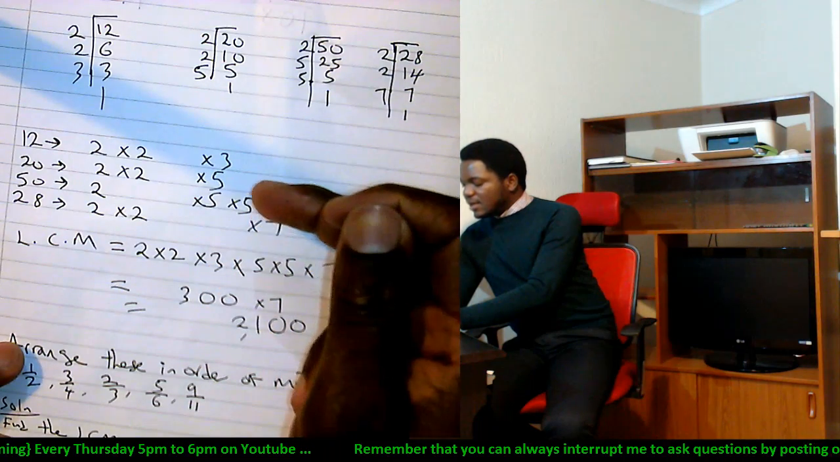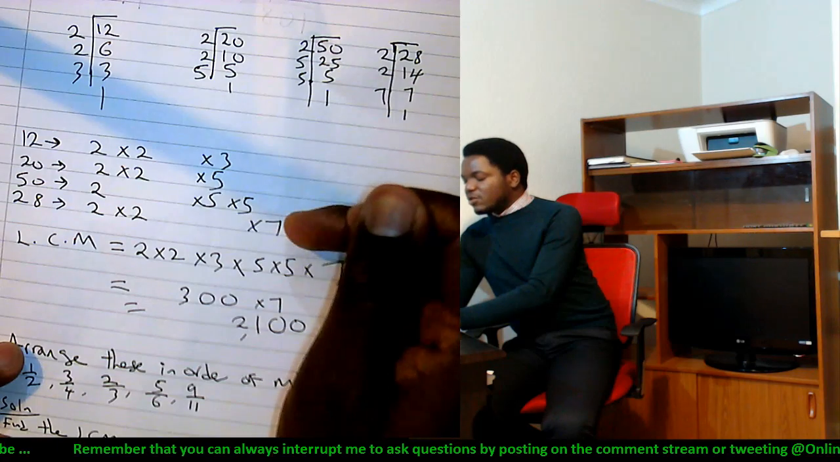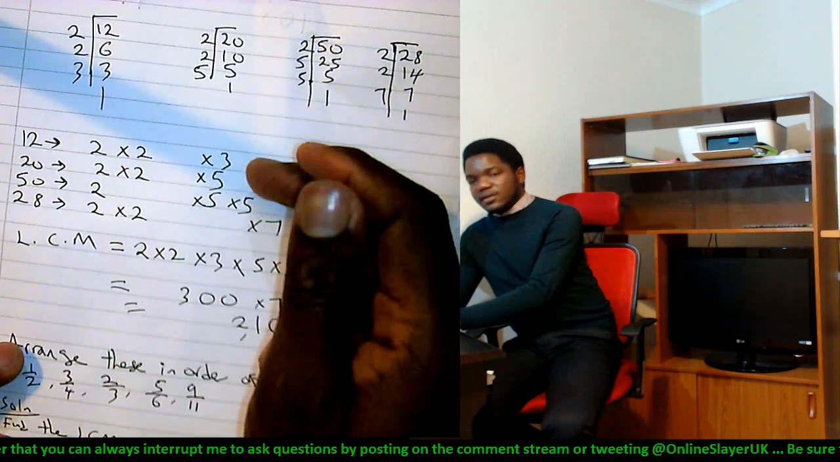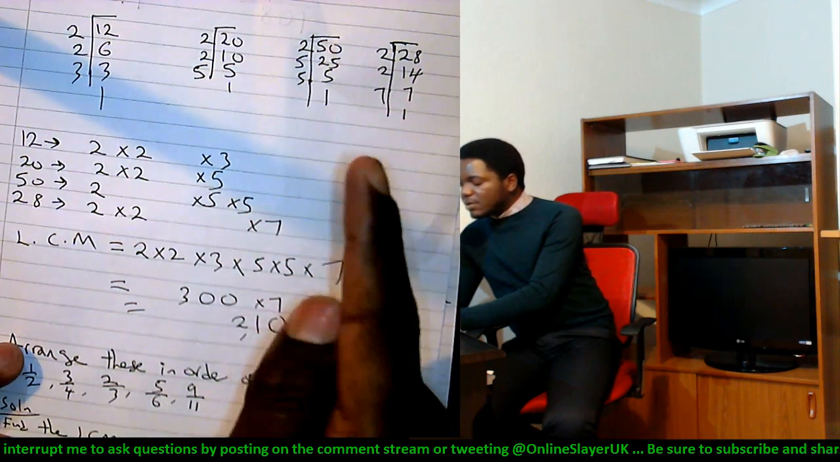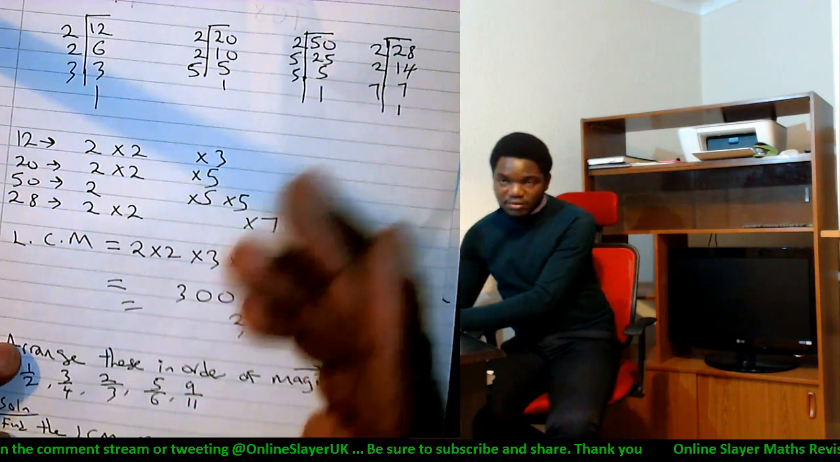I cannot see 5 in this one, so 5 is not common to all of them. 7 is not common to all. 3 is not common to all. The only common thing here is 2. So 2 is the highest common factor.